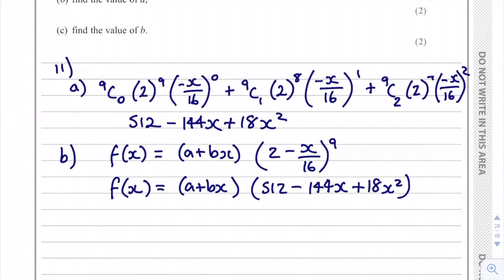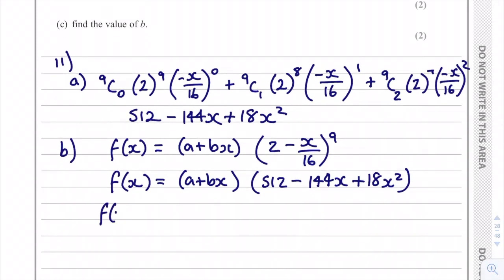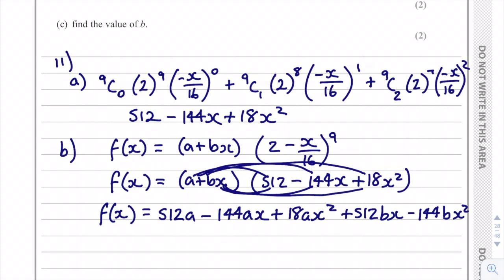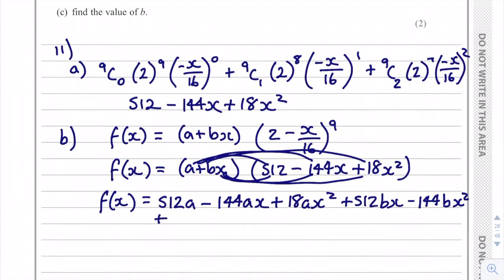Now I'm going to expand this bracket out. I'll multiply a by 512, so I get 512a. I get minus 144ax, then plus 18ax squared, and plus 512bx, and we get minus 144bx squared, and then the last one is plus 18bx cubed.